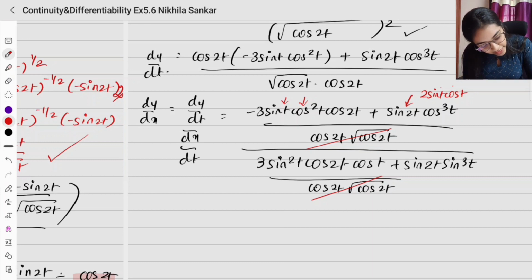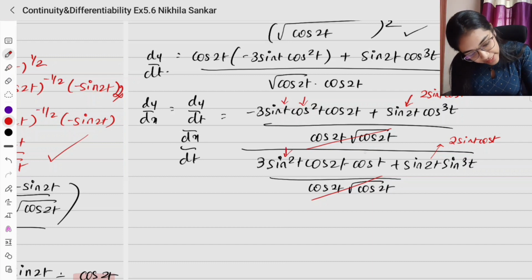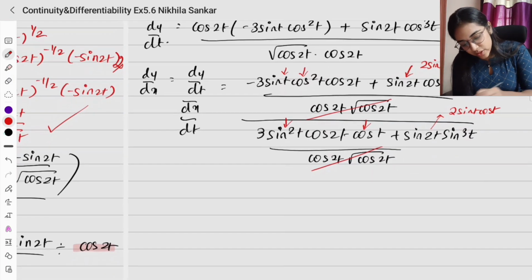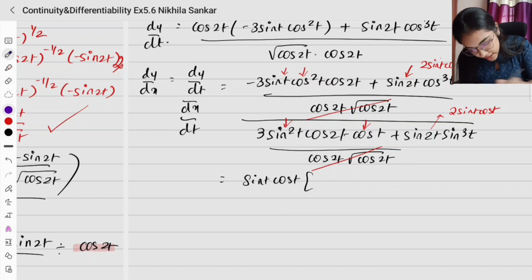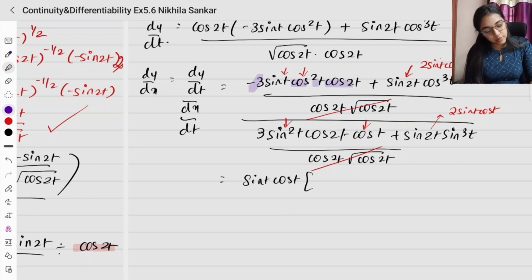In the second term again, what do I have? I have a sin 2t here. So I'll again rewrite this as 2 sin t cos t, and I can take the sin t and the cos t outside. So I have sin t cos t times the first term. In the first term I'll be left with sin t taken out, so minus 3 cos t cos 2t will be left with my first term.